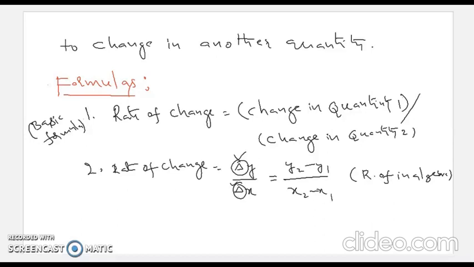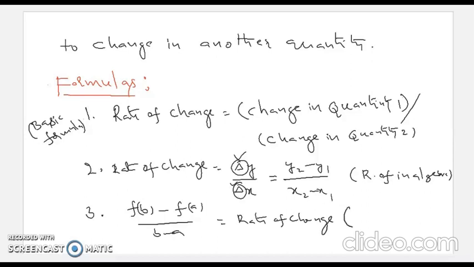Coming to the next formula, third formula: rate of change is f of b minus f of a by b minus a. So this is the formula for rate of change. This formula can be used for the rate of change of a function. Yes, so we have three formulas for finding the rate of change.